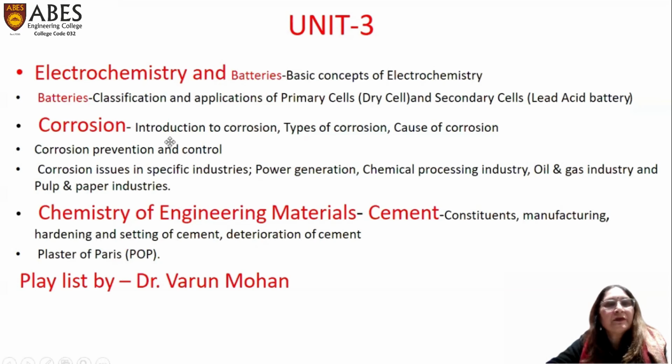And next, we will discuss corrosion, types of corrosion, causes of corrosion, and how to prevent corrosion. And we will discuss corrosion issues in specific industries like power generation, the chemical processing industry, the oil and gas industry, and the pulp and paper industries.